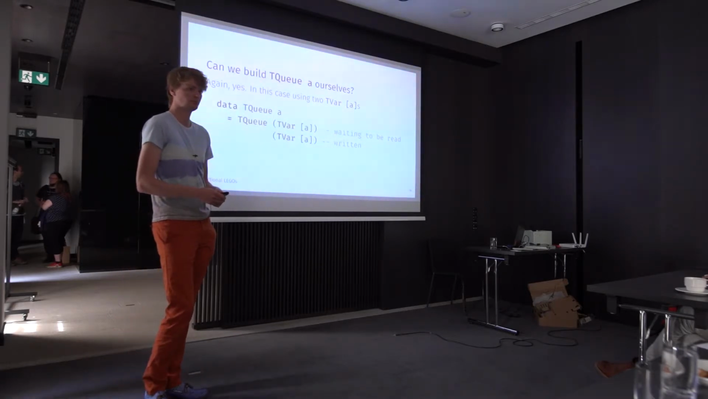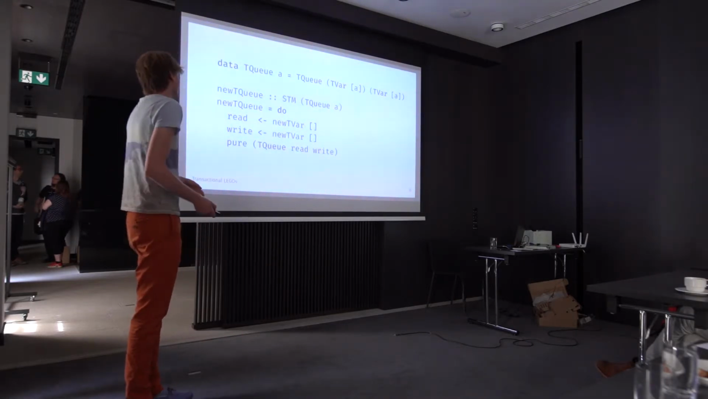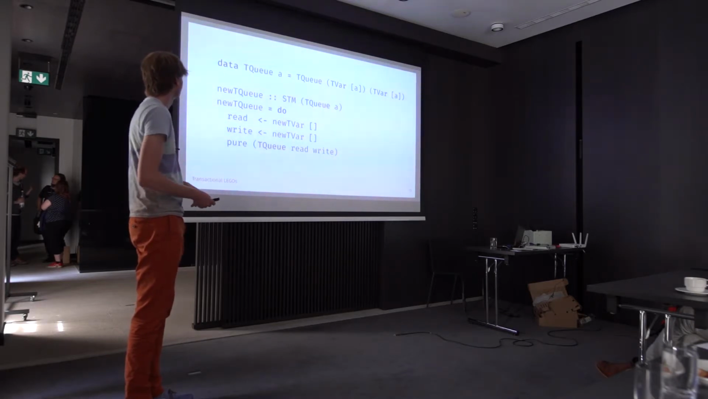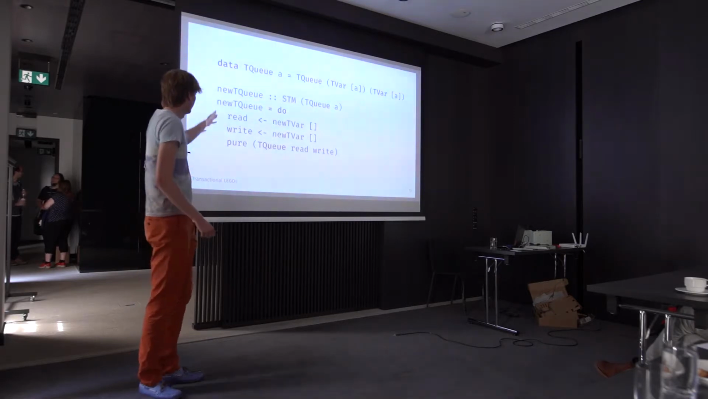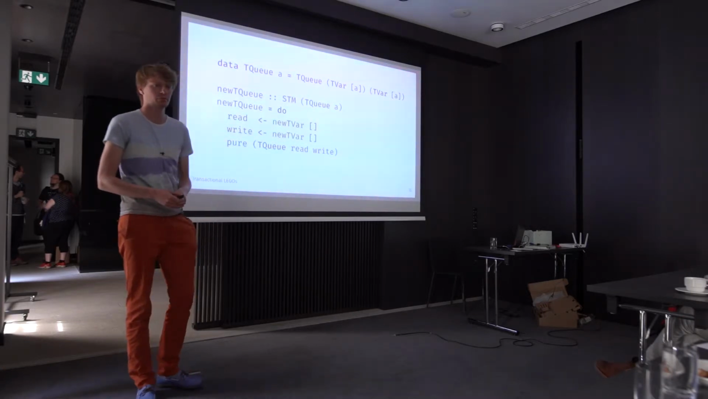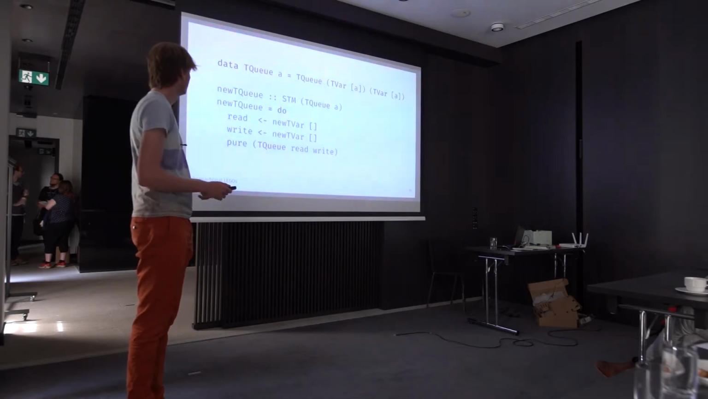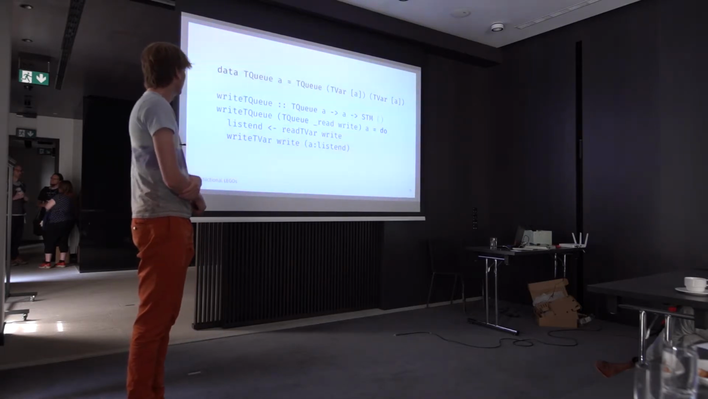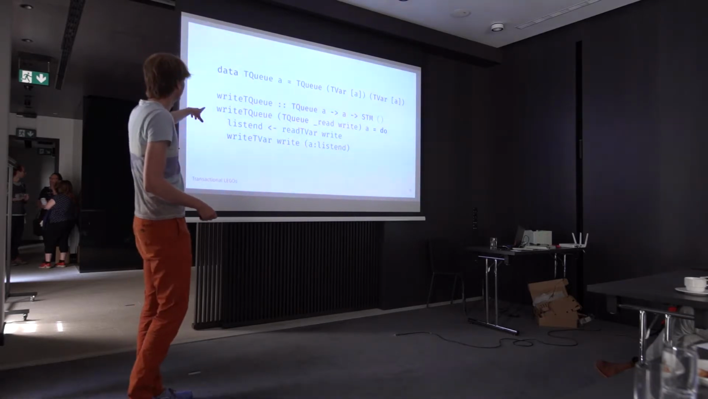Right? Cool. So in this case, we use data instead of newtype, but hey, we create a new queue. And we do so by creating a TVar for the read end and a TVar for the write end, and then returning that in our data type. I've duplicated the data type right here, just for your convenience.